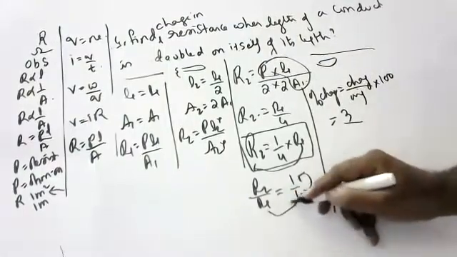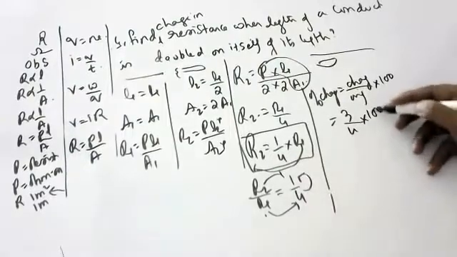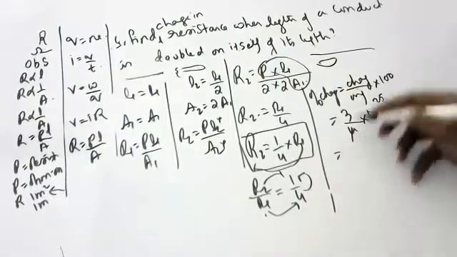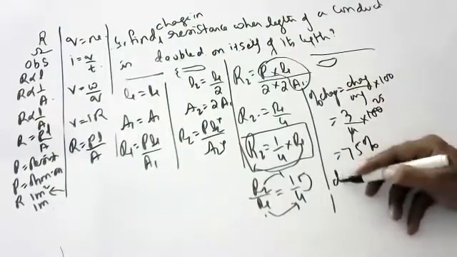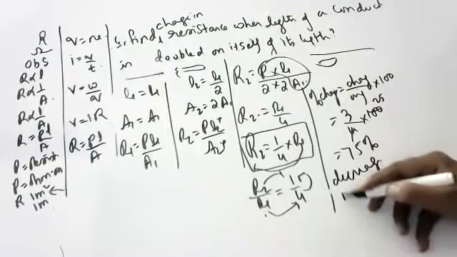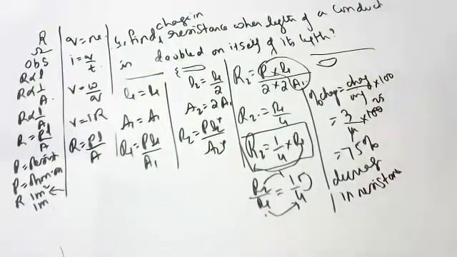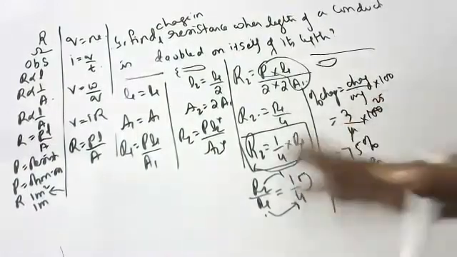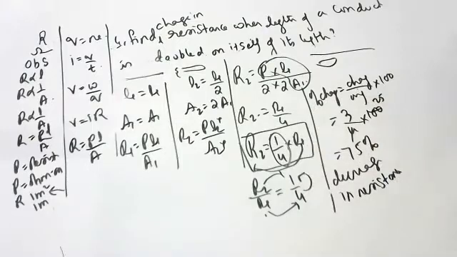Original is 4. So 3 by 4 into 100 is 75. It is a 75% decrease in resistance. This is decreasing. We know 1/4 is decreasing. How much decreasing? 75%. Like this.